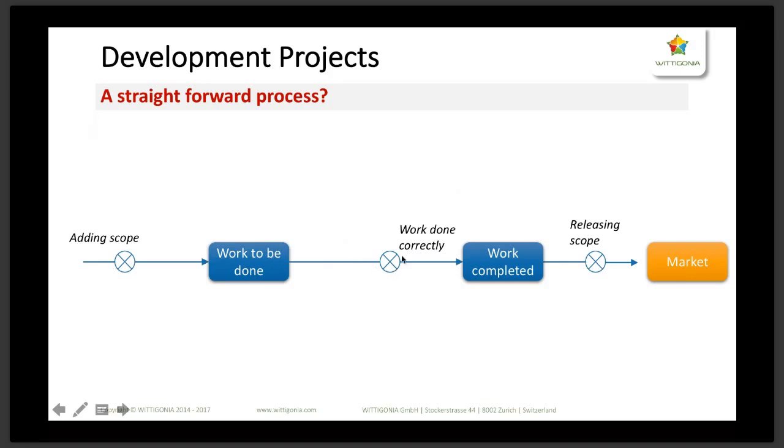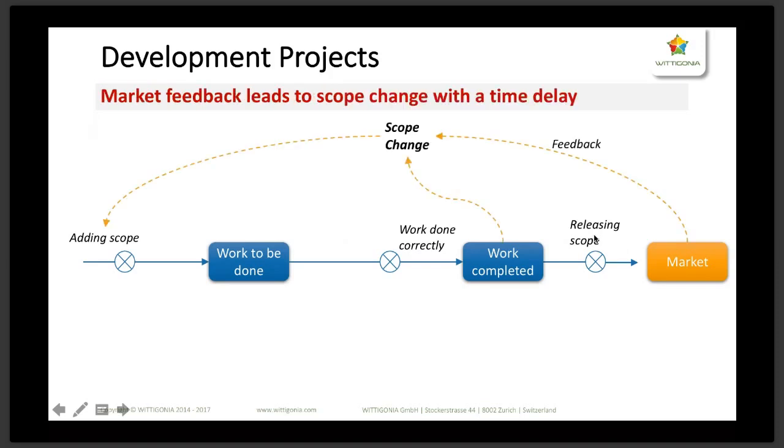And if we do the work correctly, we have completed a portion of the scope that is making up this project. And then eventually we can release it either as a full project or step by step to the marketplace. But most of the time we will reach a certain threshold and then we release it to the marketplace. Now, here comes the first implication, of course.